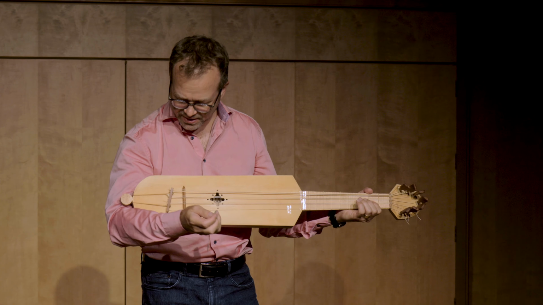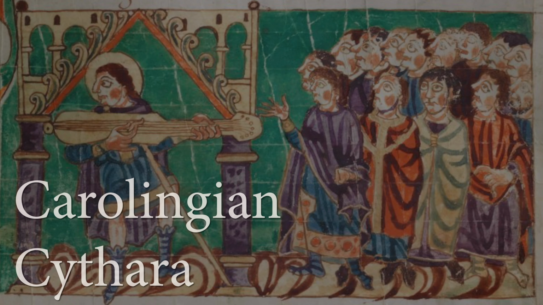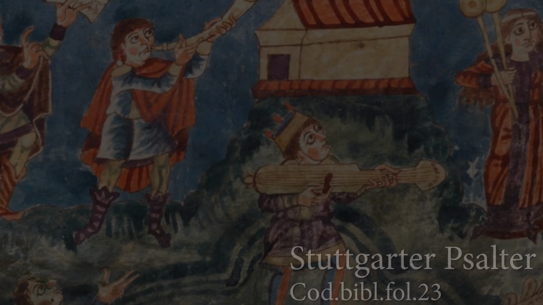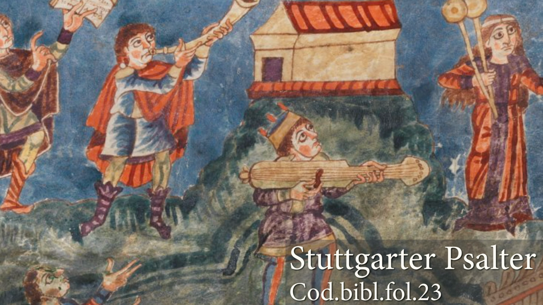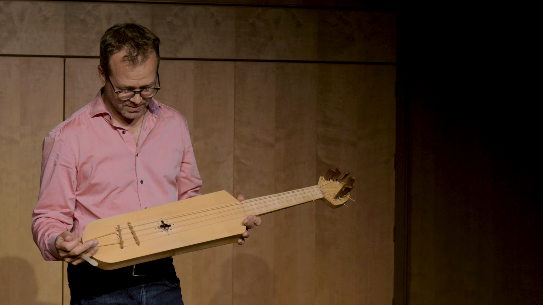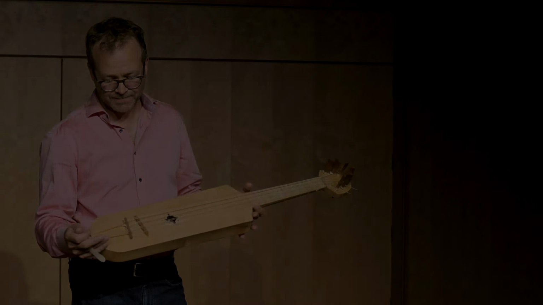This one I call a Carolingian cithara. This is a depiction from the Stuttgart Psalter from the 9th century, following exactly the shape as we find it in the Psalter.